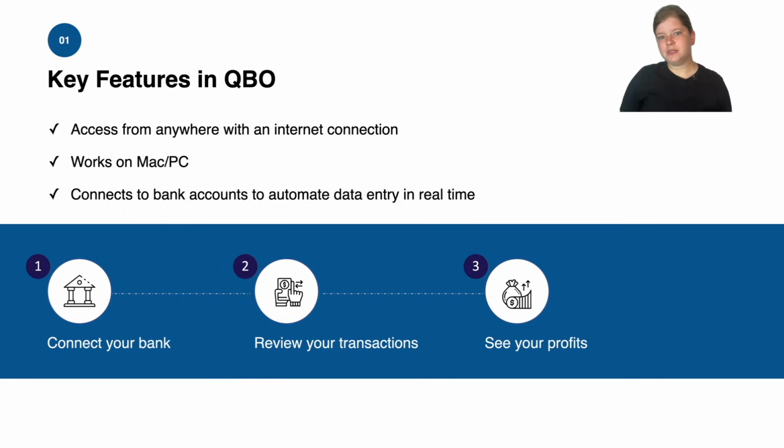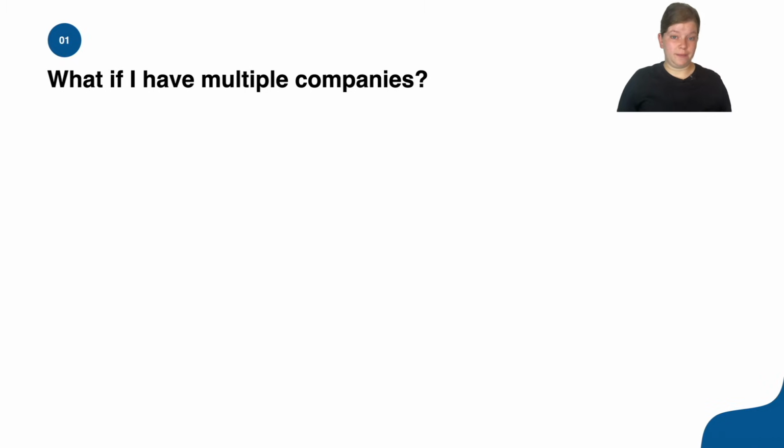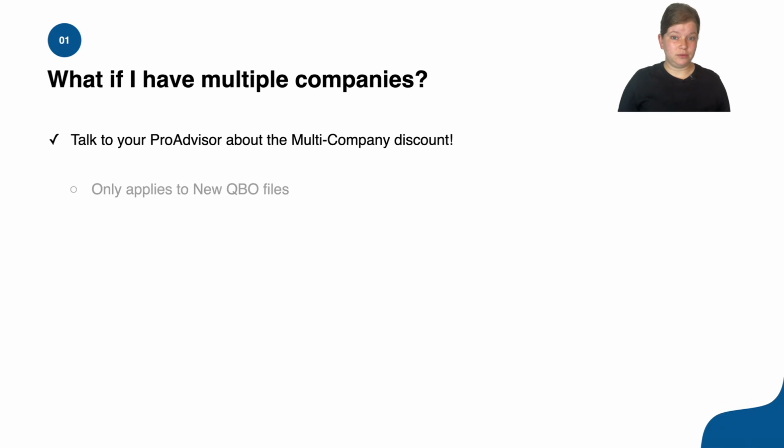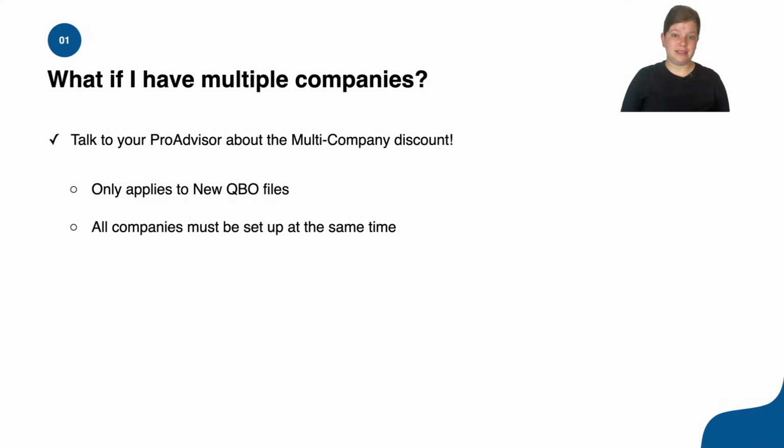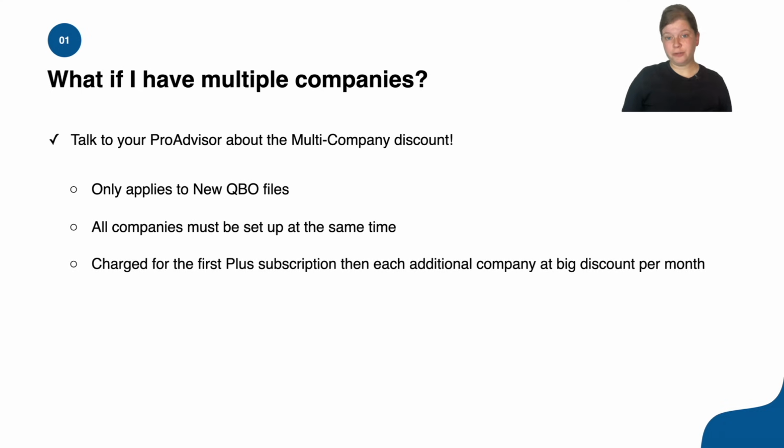Now, a question that comes up for some folks is, what if I have multiple companies? Then you're going to want to talk to your QuickBooks Pro Advisor about the multi-company discount. This only applies to new QuickBooks Online files, and all the companies must be set up at the same time. So you're charged for the first Plus subscription, and then each additional company is charged at a big discount per month. And this offer is for 2 years.